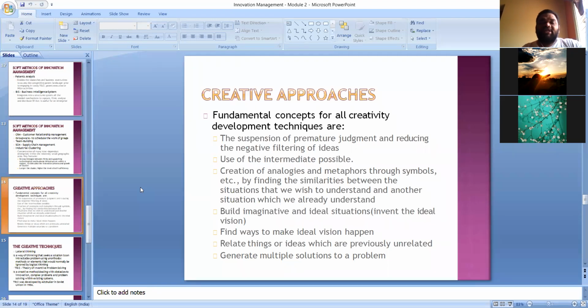Next, the third point is creation of analogies and metaphors through symbols, etc., by finding the similarities between the situation that we wish to understand and another situation which is already understood. Don't get confused by these big words. The simple thing is, we have the situation we already use, and the new idea, situation, process or product you generated now. We have to compare and understand these two. Which one is better?